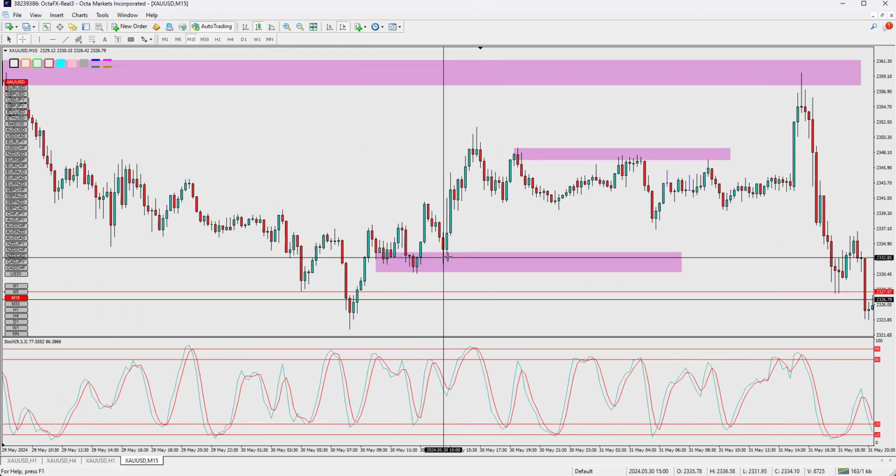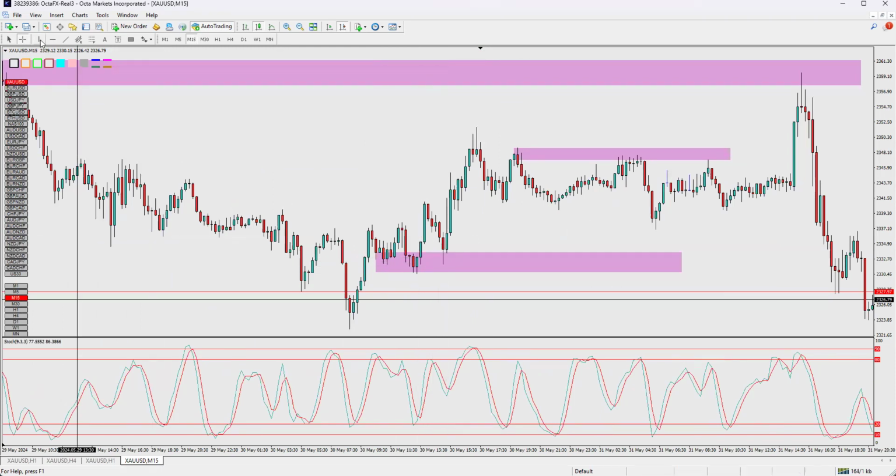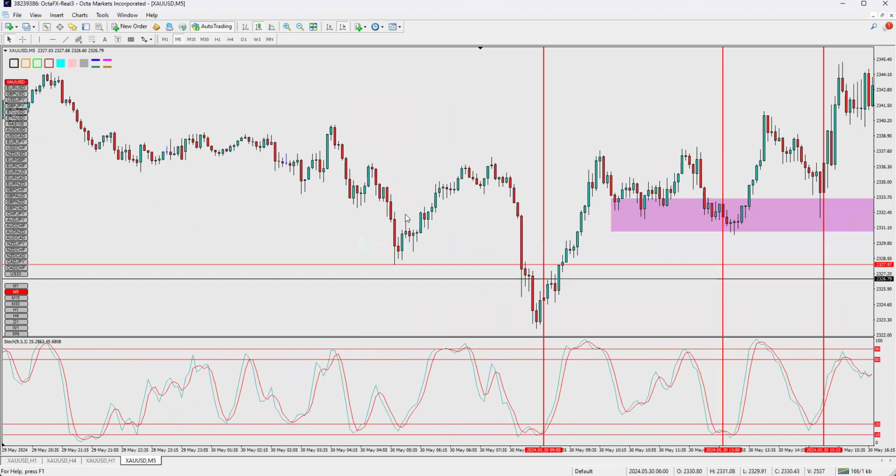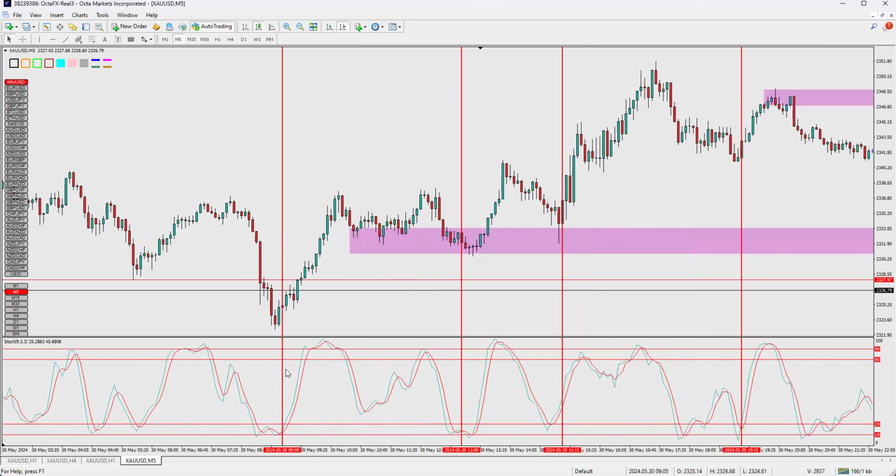You look at this point right here. Let me draw it so that you can be able to see. If you look at this point right here, then you look at this point, and you look at this point, then I'll take the 5-minute time frame. So let's just look at these zones.